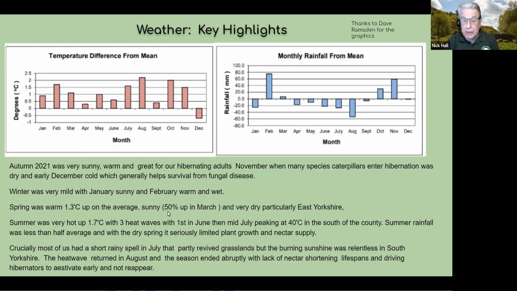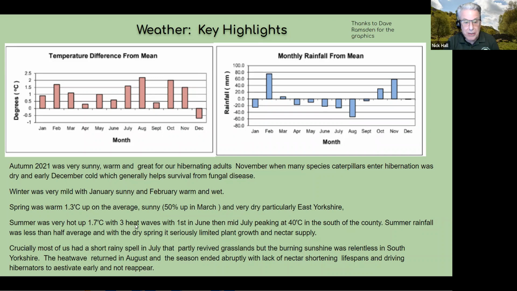The east half of the county in particular, East Yorkshire, was very dry. As you can see here, overall, it was just about average, but the eastern side of the county was very dry. Summer, I don't need to tell you. We had three heat waves. It was nearly 2 degrees hotter than the average. We peaked in mid-July. You remember the big peak. It hit 40 degrees centigrade in the south of the county. Summer rainfall was less than half the average.